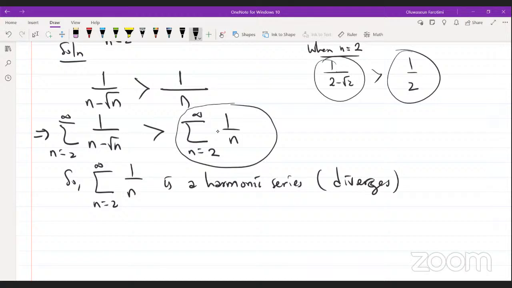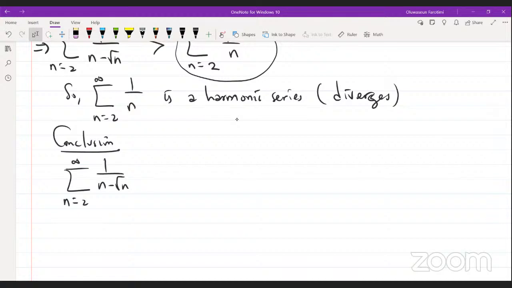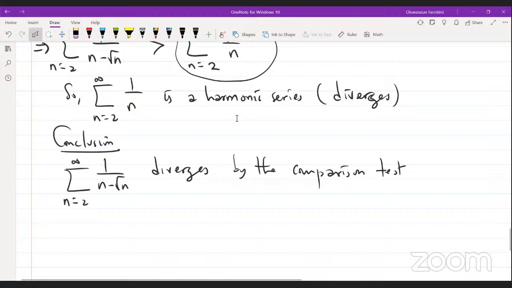So what's going to be my conclusion about my given series? Conclusion: we're going to say the given series diverges. It's important to tell us the test you're using, okay? By comparison test. This is even amazing, guys. All right? Okay. Let's look at another example.